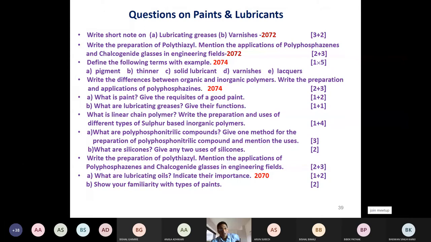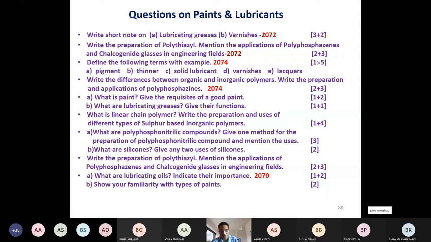Glass is important, silicone is important, and define the following terms with an example: pigment, thinner, two lines and an example. Then each has one mark. Then according to the marks, you have to write down your answer. Write the difference between organic and inorganic polymer. From the slide, you can get the information.